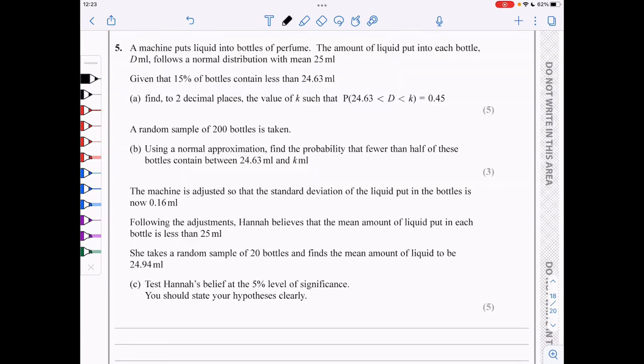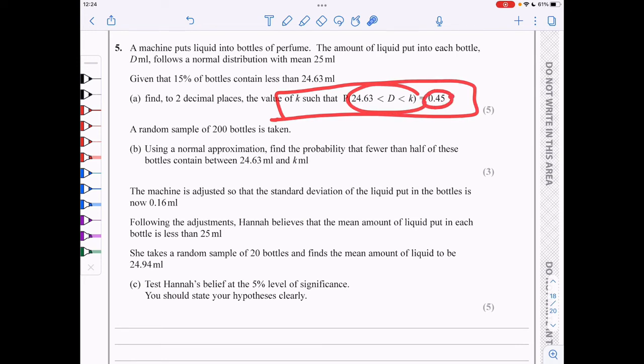In question 5, it's a machine that puts liquid into bottles of perfume. Now, capital D is the amount of liquid and it follows a normal distribution with a mean of 25. We know that 15% of the bottles contain less than 24.63 ml, and we need to find K such that the probability we are between 24.63 and K is 0.45.